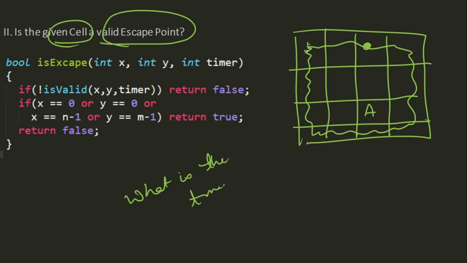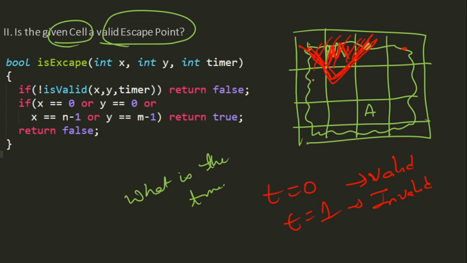Let us say there is a monster right here. There is a monster right here. At time t is equal to 0, it is a valid location. At time t is equal to 1, the lava would have flown here. So it's an invalid location. Similarly, this boundary square, at time t is equal to 2, it becomes invalid.